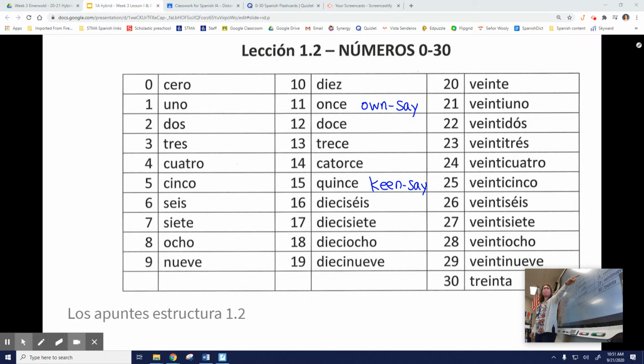Do you know of any other words that start with a Q and have to do with the number 5 or 15?